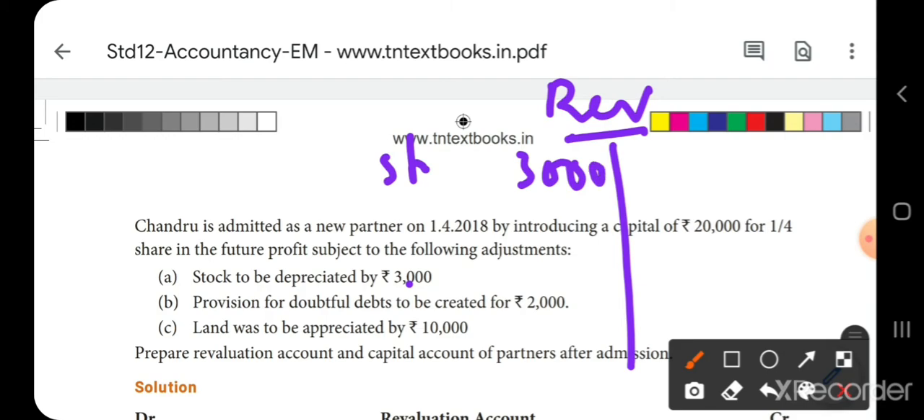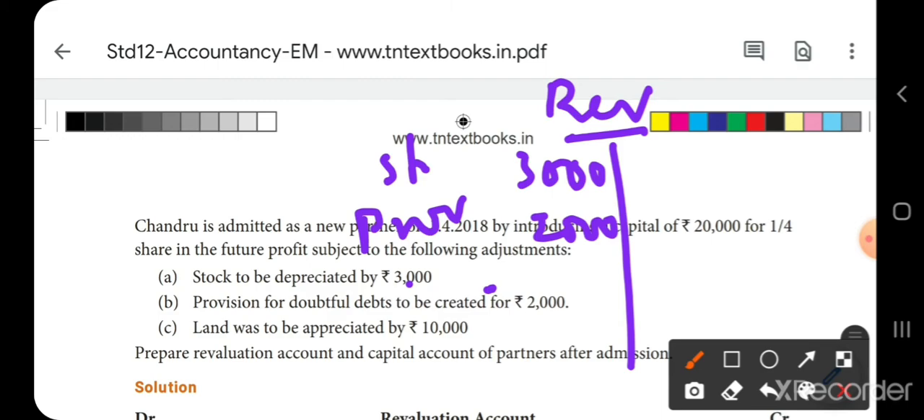Provision for doubtful debts to be created 2,000. Again, when you create a provision, you will subtract from sundry debtors. When you subtract from sundry debtors, the value of debtors decreases. The value of asset is decreased. So you will enter on the debit side, decrease in asset. So provision you will write 2,000.